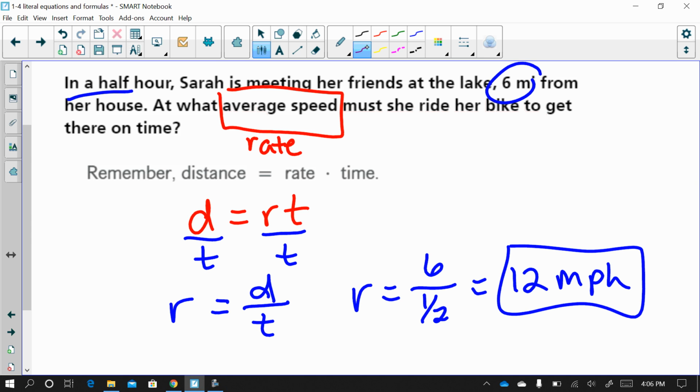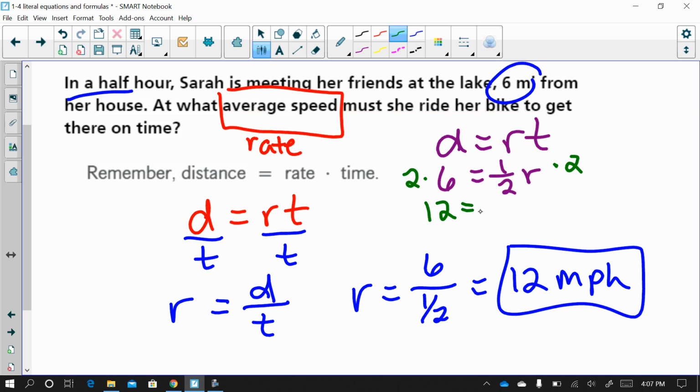Now, of course, you could have just said D equals RT and plugged stuff in from there. Distance is 6. We don't know rate, so we leave it. T is a half. Okay, and you solve it just like this. Multiply both sides by 2 and still get the same answer. Okay? Sometimes it's easier to solve for the variable you want than plug things in.